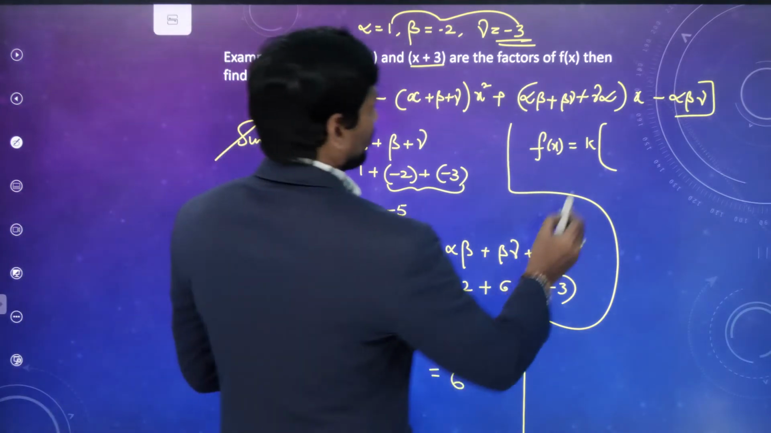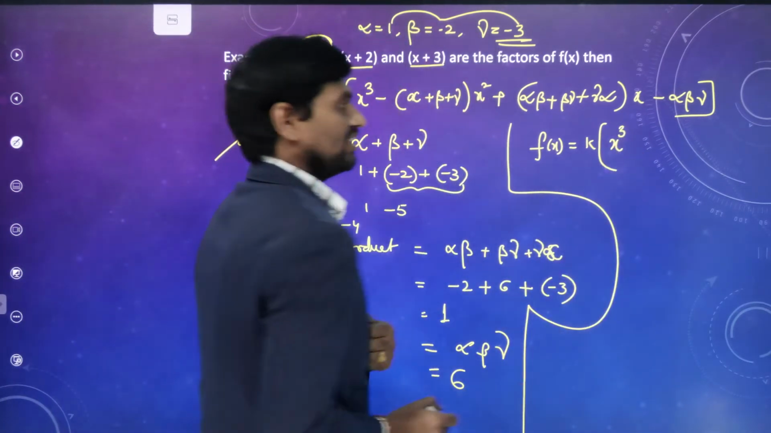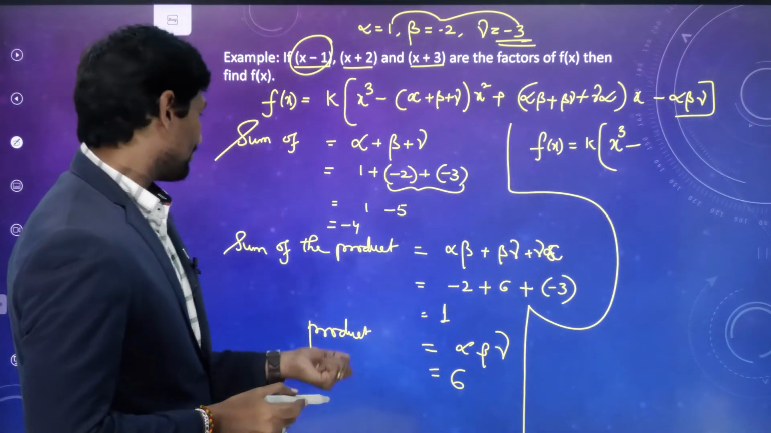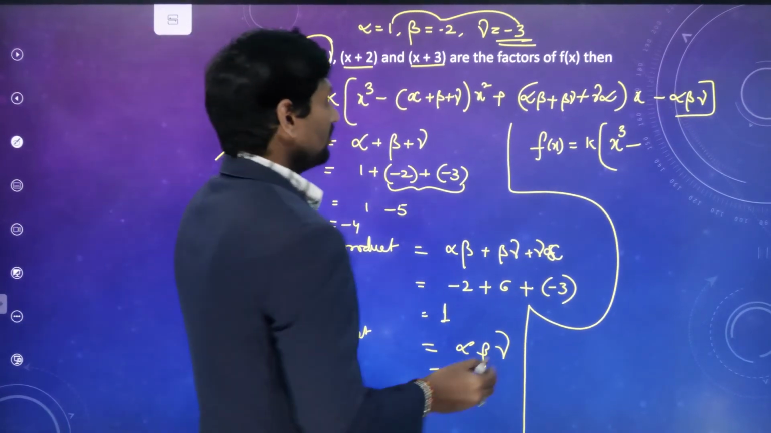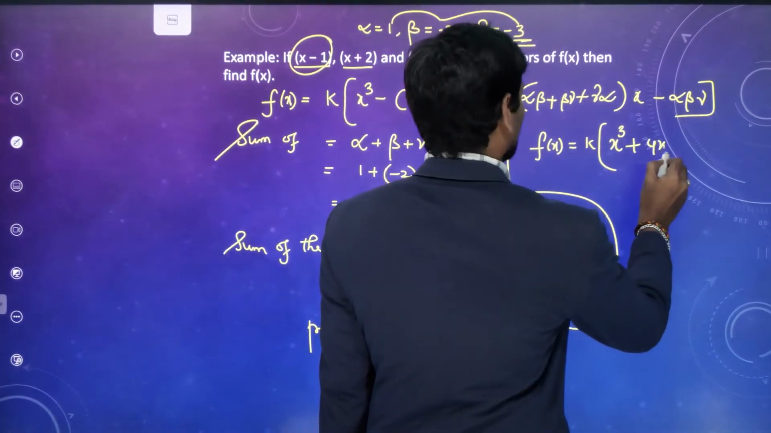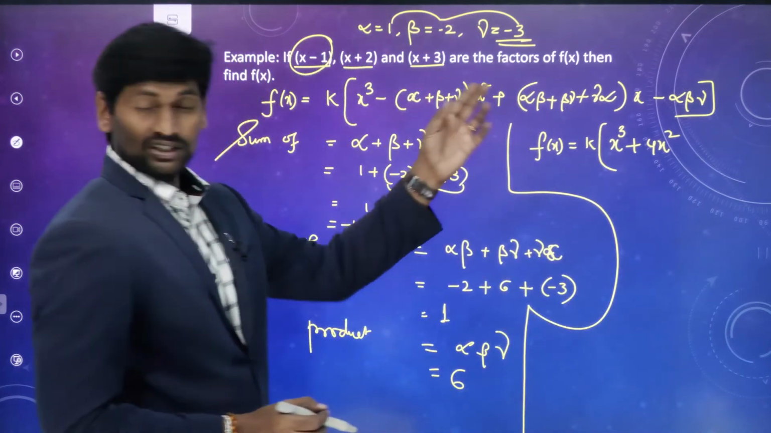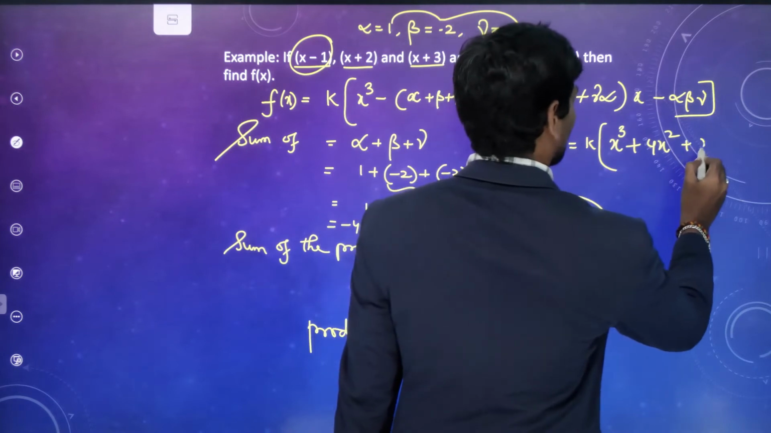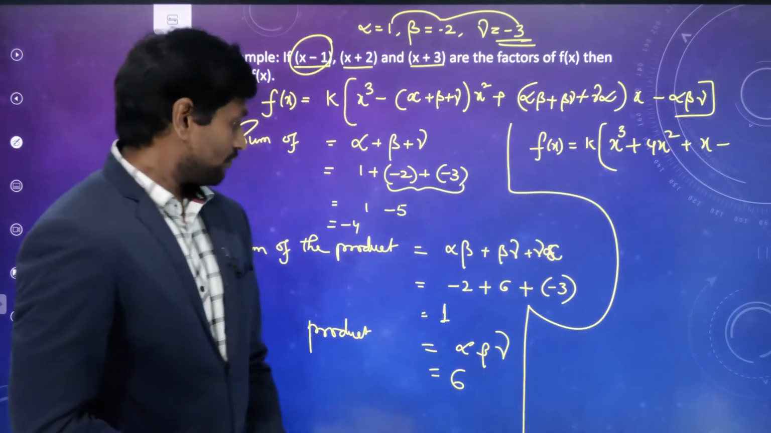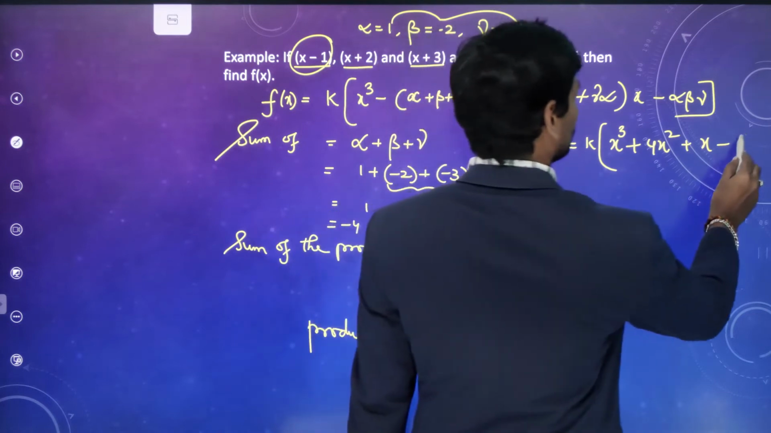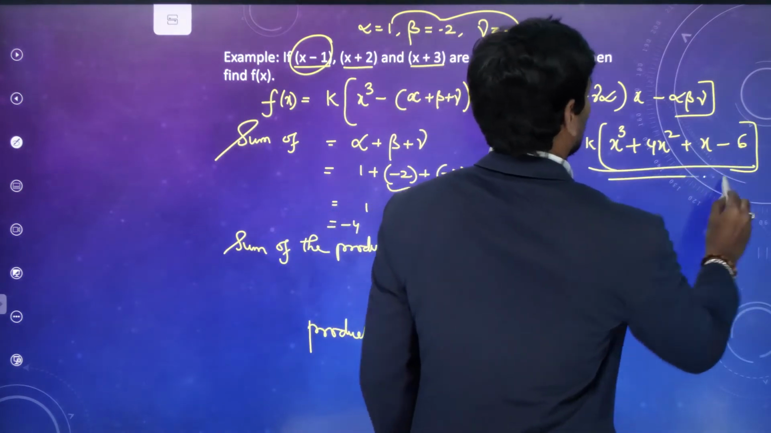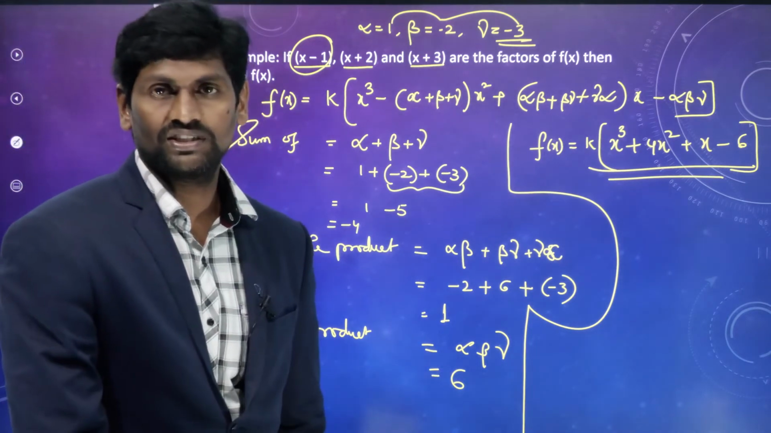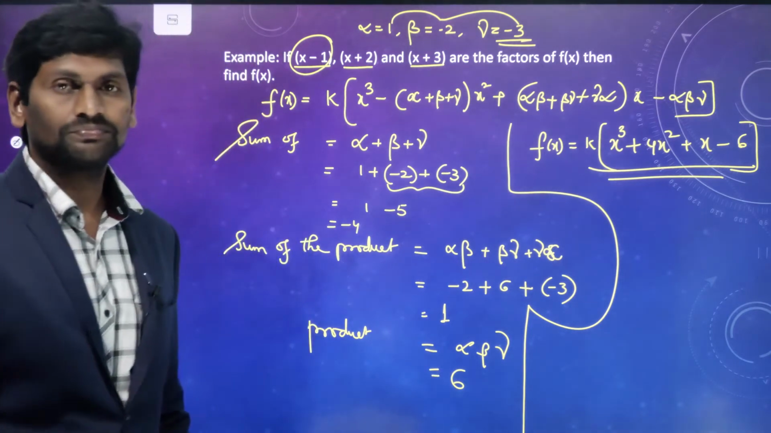Okay. Now the cubic equation is x cube minus, what is the sum of roots? Sum of roots is minus 4. Here minus becomes plus 4x square. And the sum of the product of roots we got 1, so 1 into x is x, minus the product of roots, which is 6. So this is the required cubic polynomial: x cube plus 4x square plus x minus 6. Okay? Check.